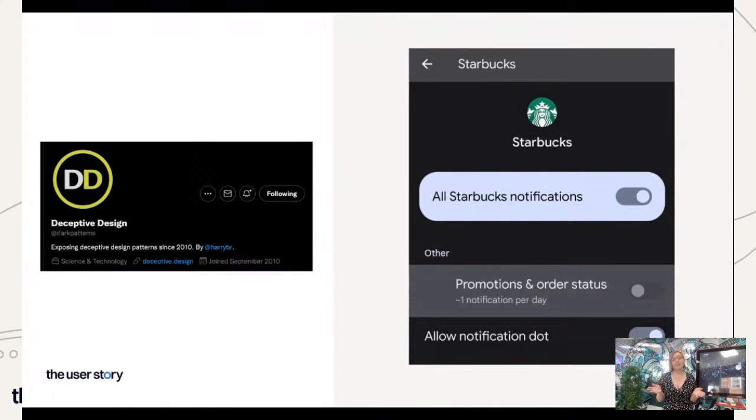So you can see the wonders of this example here, which really frustrates me. And that is where Starbucks have combined the promotions and order status notifications into one, which means that if a user wants an update on when their coffee is ready, they also have to put up with the promotions of Starbucks. And they're not related at all. It shouldn't be done like that, but it is forcing users to not have a choice in that matter.